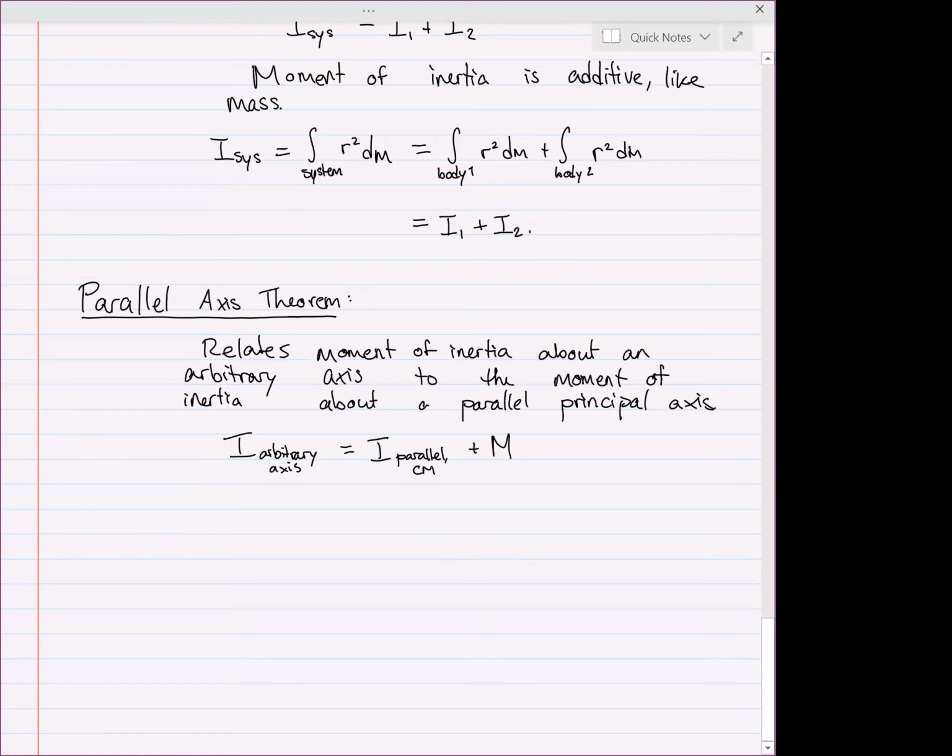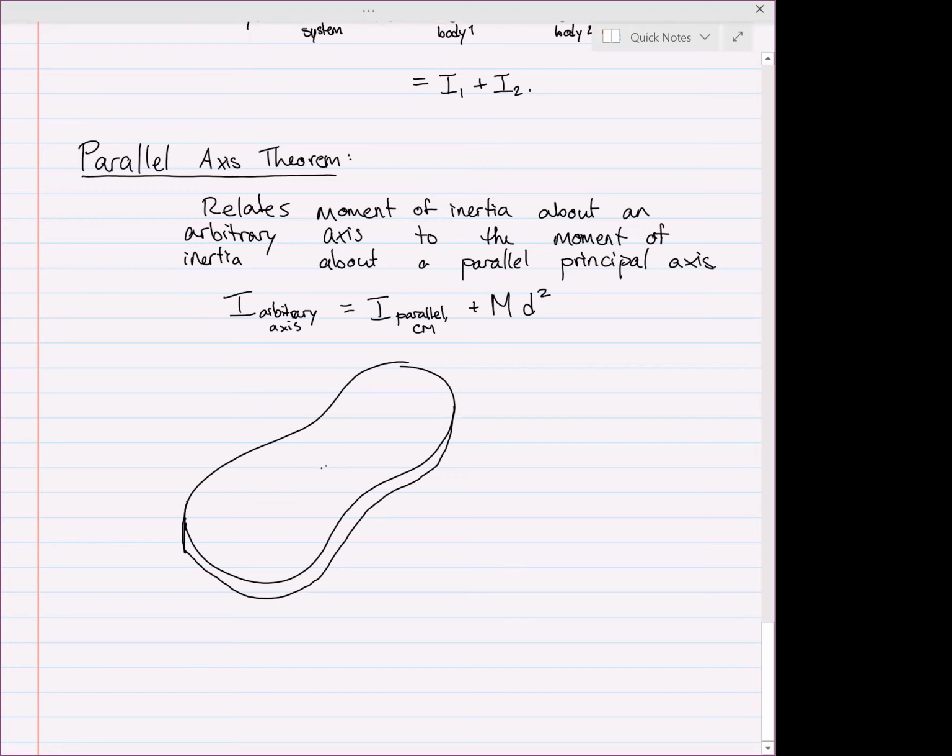So let me draw a picture just to make this clearer. And I'm trying to replicate the picture that's in the notes, so bear with me. It's supposed to be like a stake or something. So let's say that the center of mass was here. So we know the principal axes pass through the center of mass. And let's say that we are interested in the moment of inertia about this axis. So this is our arbitrary axis that we want to find the moment of inertia about.